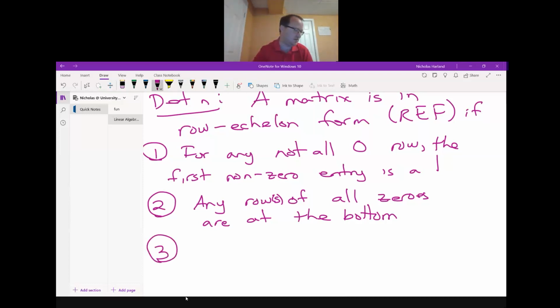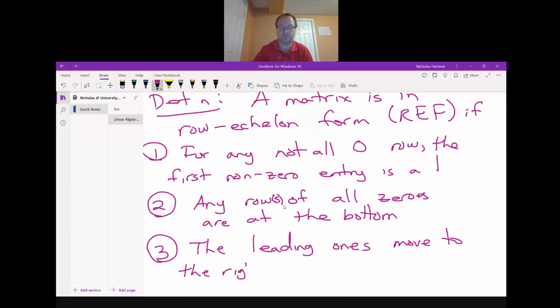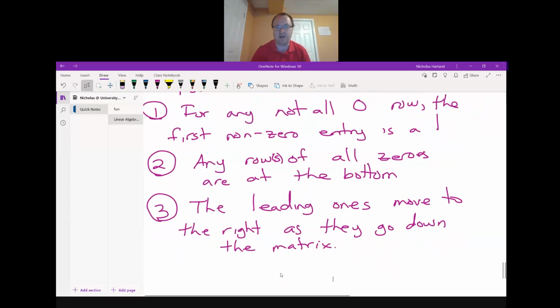And lastly, the leading ones move to the right as they go down. Now notice how I didn't say moves 1 to the right. It could move 2 to the right. It just has to move to the right. Notice here I didn't say a rule that everything under a leading one had to be 0, but the fact that the leading ones move to the right obviously implies that. Otherwise, if you have a leading 1 to the right, then everything before it has to be 0.